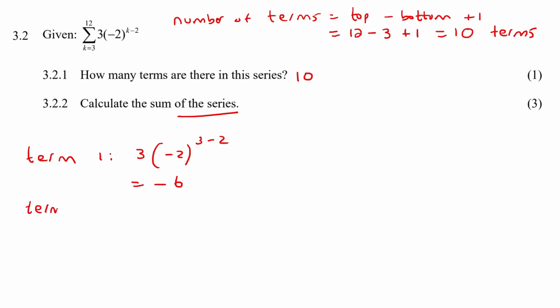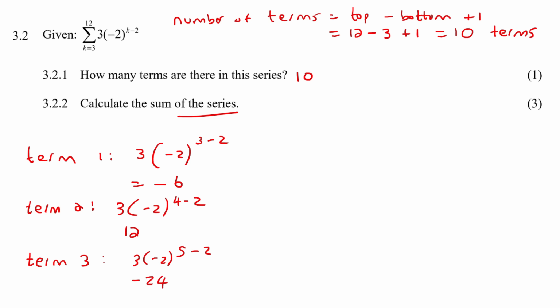Okay, now to find term 2, you're going to increase this number by 1. So now you're going to plug in a 4 like that. And so that'll give us 12. Then to find term 3, you're going to plug in the next number, which will then be a 5. And so you're going to say 5 minus 2. And so that'll end up giving us negative 24. And so if we now look at the first 3 terms, we've got this, this, and this.